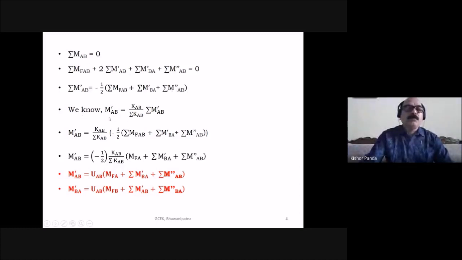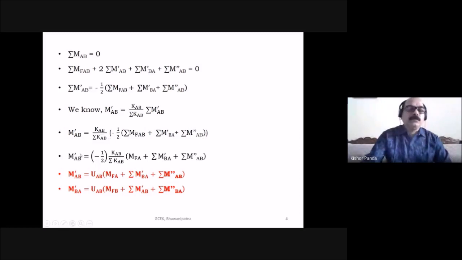So we know M dash AB is equal to KB by summation of KB into summation of M dash AB. Already we know in previous analysis. Then here you put what you got here. You put the value of summation of M dash AB in this equation. So after putting this, you'll get M dash AB is equal to KB by summation of KB into minus half summation of MFAB plus summation of M dash BA plus summation of M dash AB.